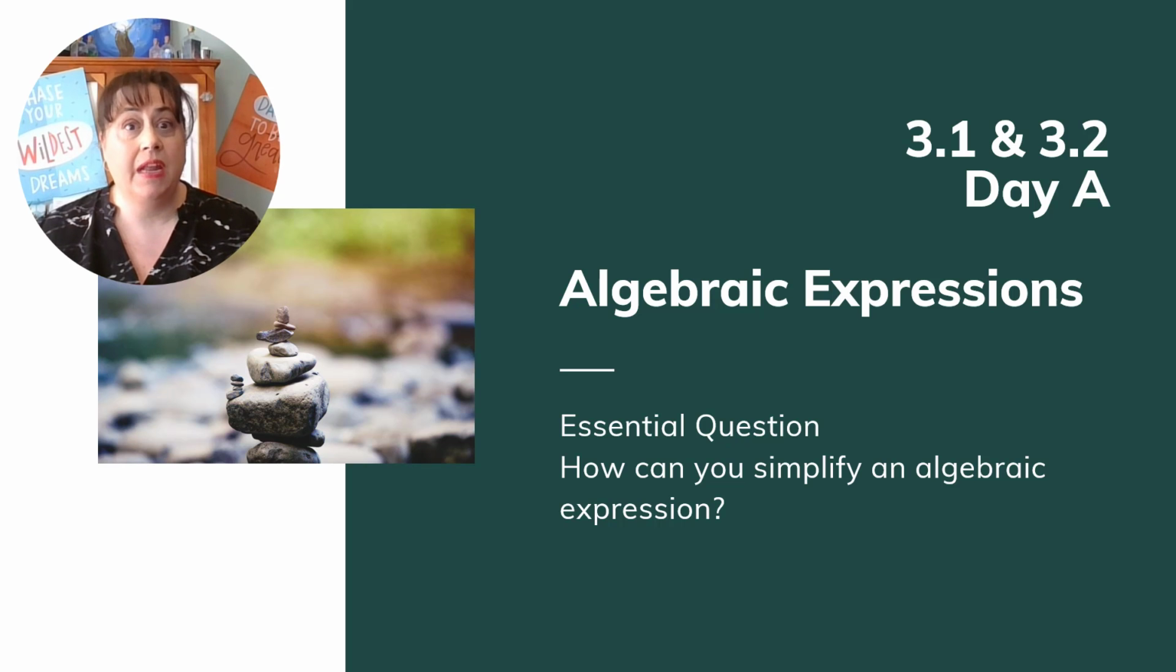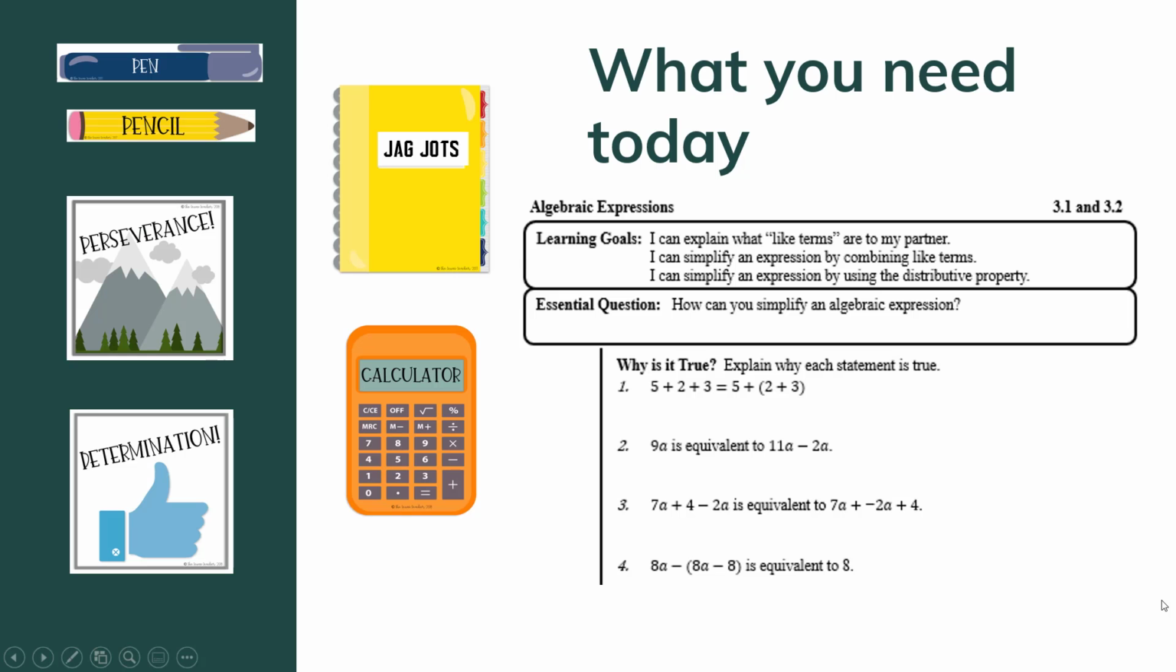Today we're going to be looking at algebraic expressions and how you can simplify an algebraic expression. Today you are going to need your Jaguar dots. At the top it'll say 3.1 and 3.2, How can you simplify an algebraic expression? Something to write with, either a pen or a pencil. A calculator might be handy, and bring your perseverance and your determination to get through this lesson.